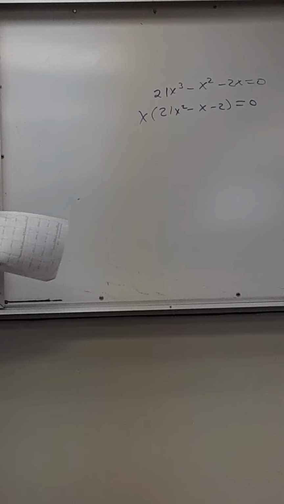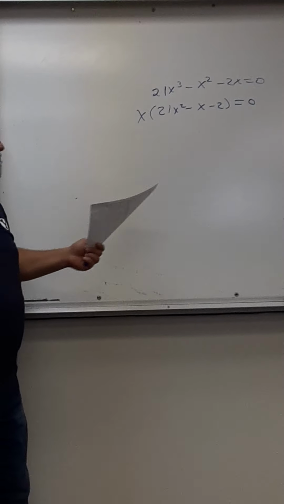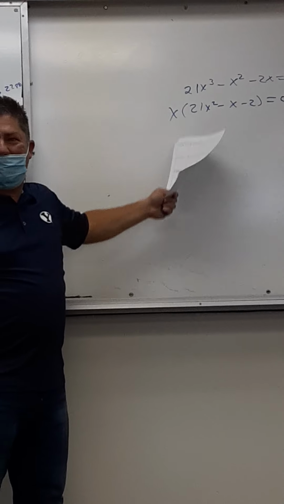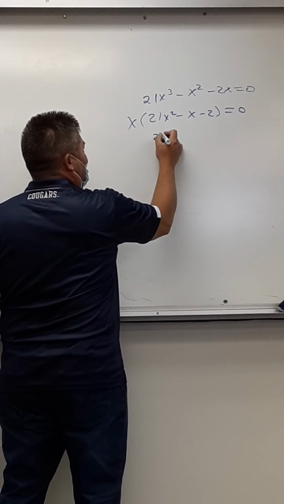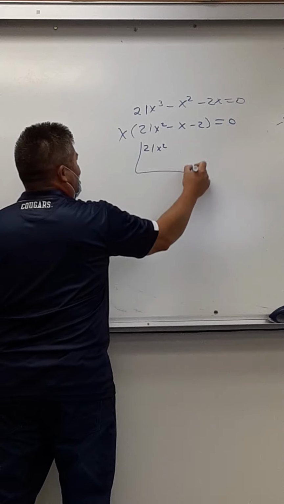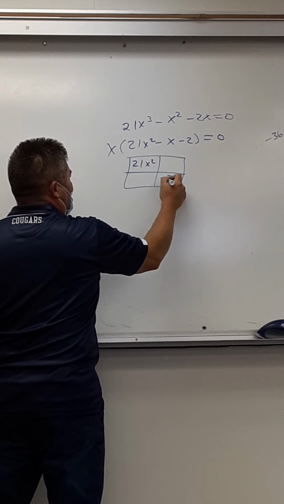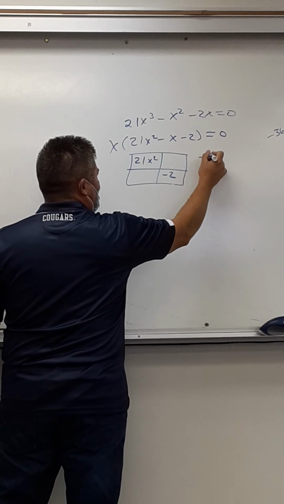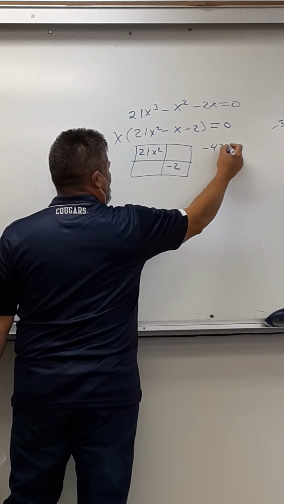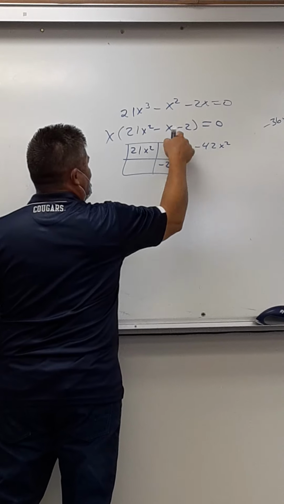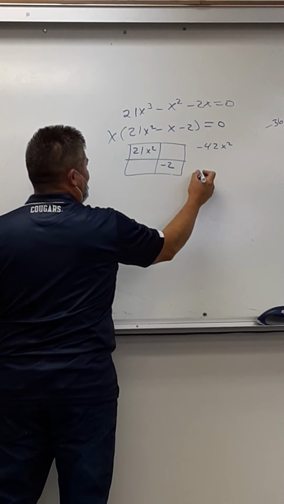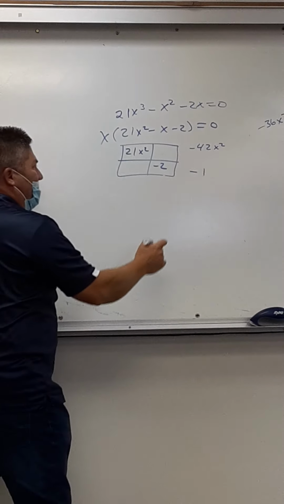Now I do the box. How do I know that I'm going to do the box method? The 21. There's a 21 there, and that's how I know. So I'm going to write 21x squared, box it, negative 2 down here, times those, negative 42x squared. And it's got to subtract, obviously, to be what? Negative 1x.